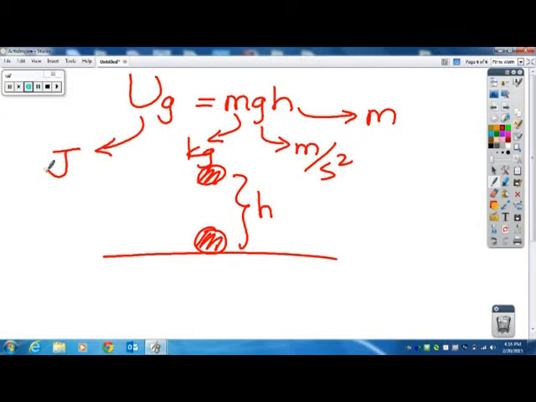Remember to keep your mass in kilograms. Remember to keep your gravitational acceleration, 9.81 meters per second squared. Remember to keep your height in meters. Remember to keep your potential energy in joules.